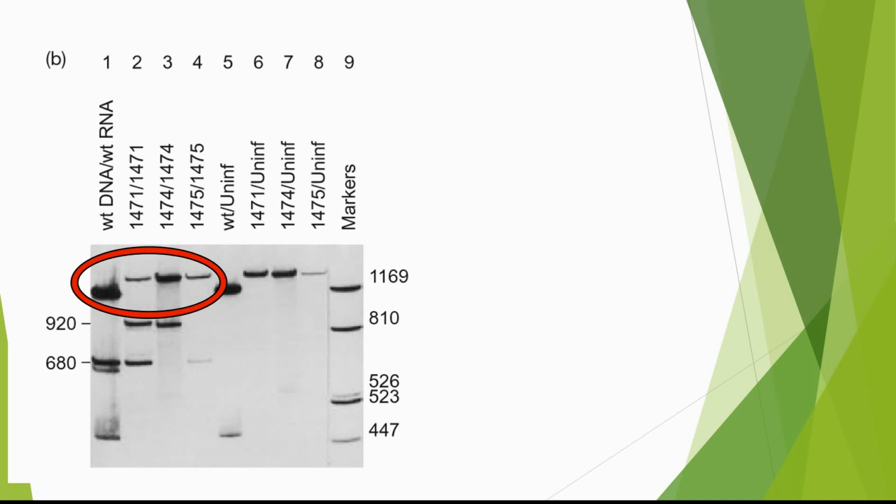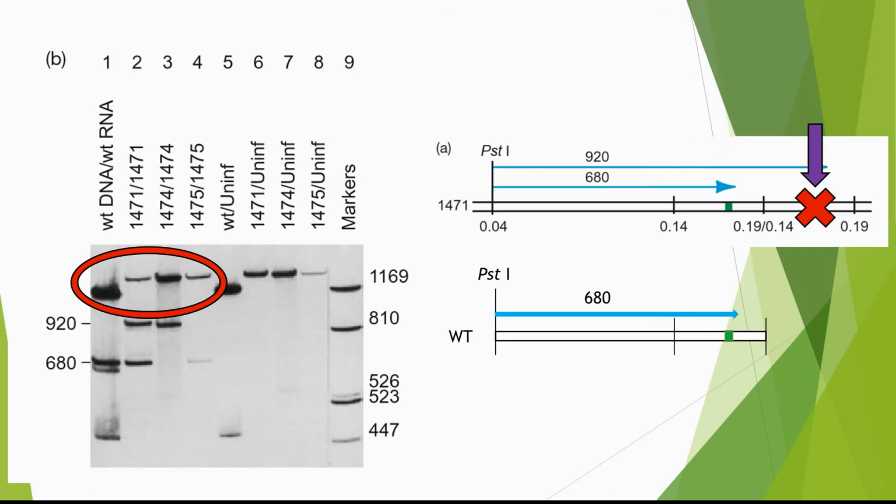If you're wondering why the wild-type band in lane 1 runs like it's smaller than the experimental bands in lanes 2 through 4, it's because remember that the wild-type DNA does not contain the duplicated poly-A signal, so the DNA itself is shorter than the experimental probe for 1471, 1474, and 1475.